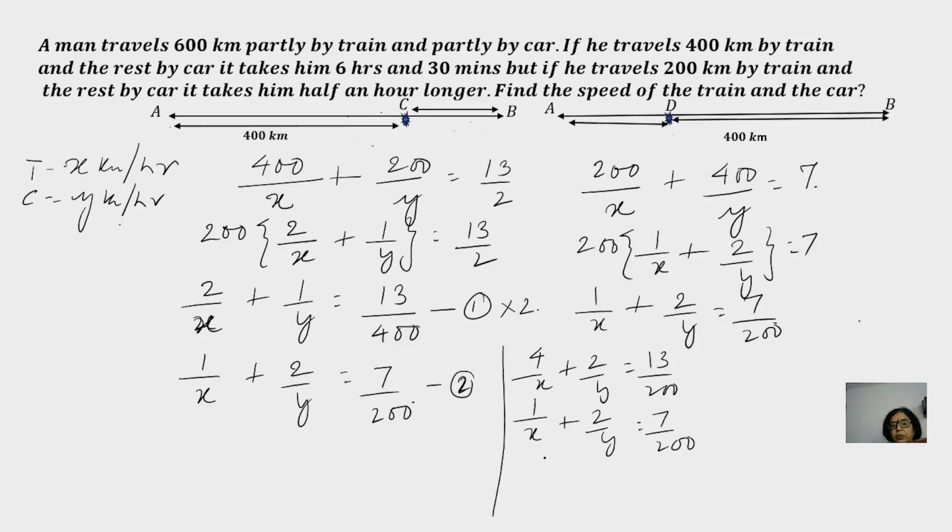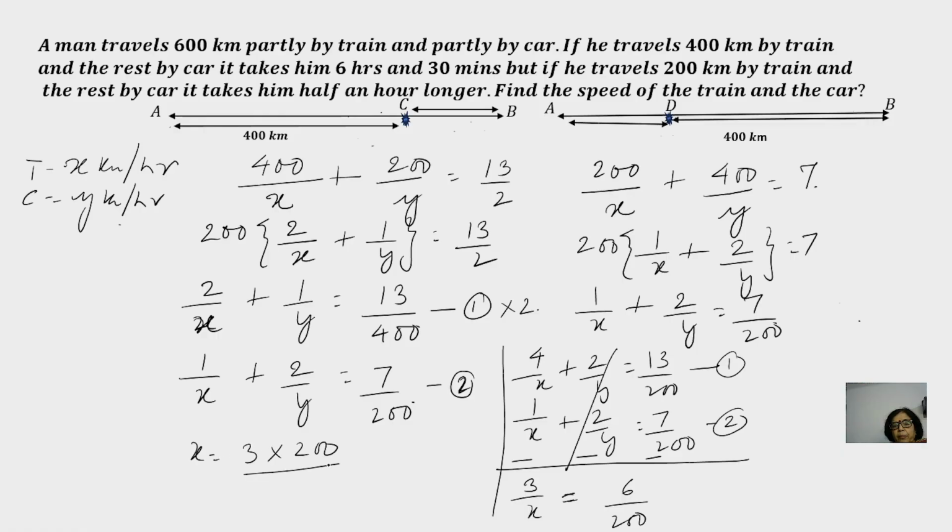Now simply subtract the second equation from the changed first equation. This is the second equation. So subtracting, you change the signs. That also must be kept in mind. So 4 by x minus 1 by x is 3 by x. 13 minus 7, the denominators are same, that is 200. So 13 minus 7 is 6 by 200. So we get here x is equal to 3 into 200 by 6.